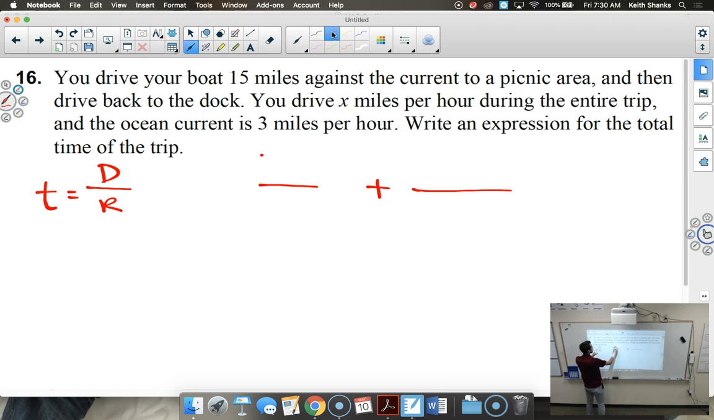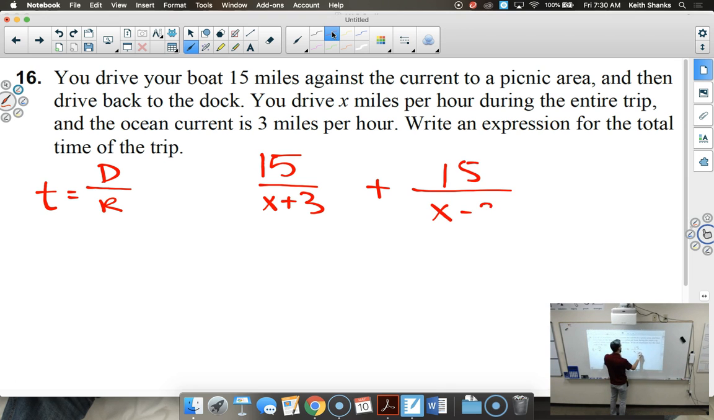The distance for the first one is 15 miles over my speed, which was x miles per hour, I'll say with the current. Notice the current is traveling 3 miles per hour. So if I'm in my boat traveling this way, the current of the water is helping me. But on the way back, if I'm going against the current, it's the opposite. It's a subtraction. So we've got these 2 things, and we are doing LCD.